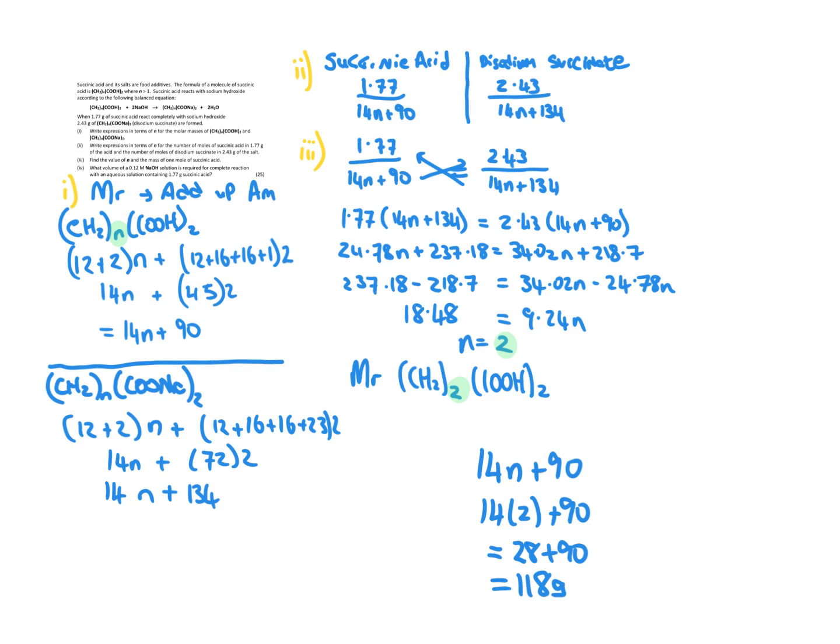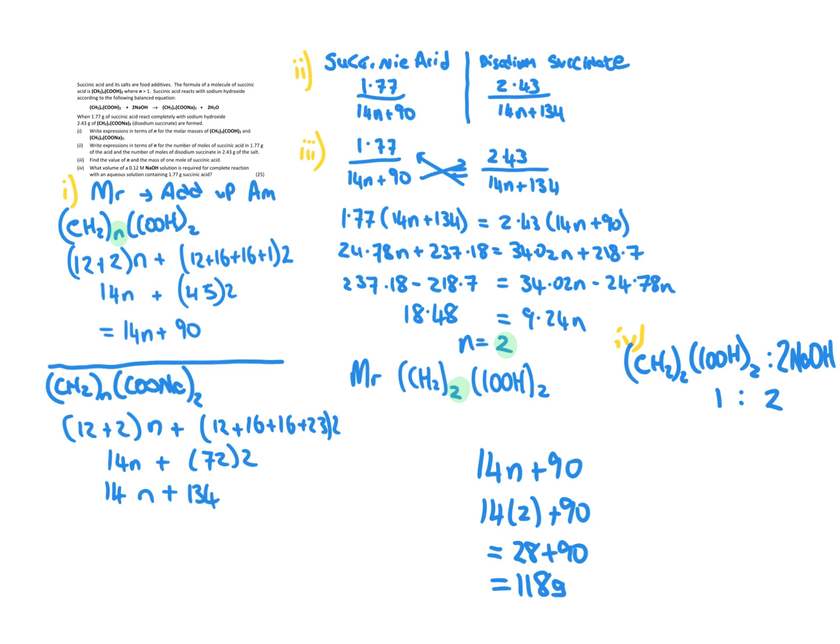So I'm going to do part 4 now, and part 4 asks me what volume of 0.1 molar sodium hydroxide solution is required to complete this reaction containing 1.77 grams of succinic acid. So straight away, I am definitely going to be working with my ratio here. I am going to be looking at my succinic acid, which now I know is CH2 2 by COOH2, and comparing that to my 2NaOH, which I've gotten from the balanced equation. Now I know that this is a 1:2 ratio, but I don't have 1 mole of my succinic acid.